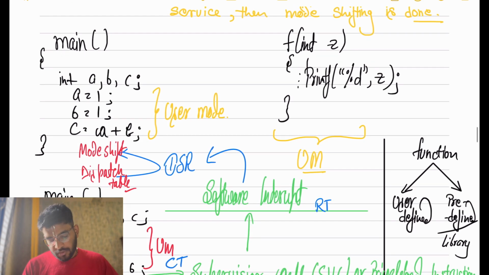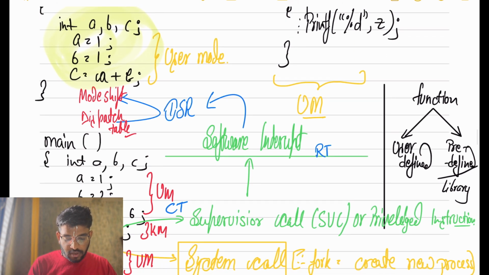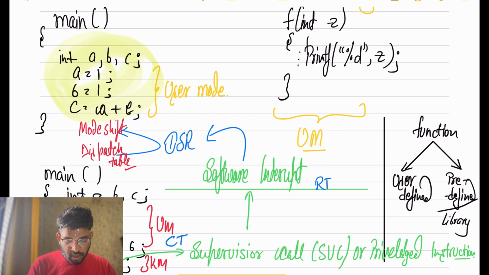It's a basic diagram. You just need to go through this. That's a basic C program. All these instructions execute in user mode, but while switching from one program to another, a mode shift is required because only the kernel can load another program into memory.